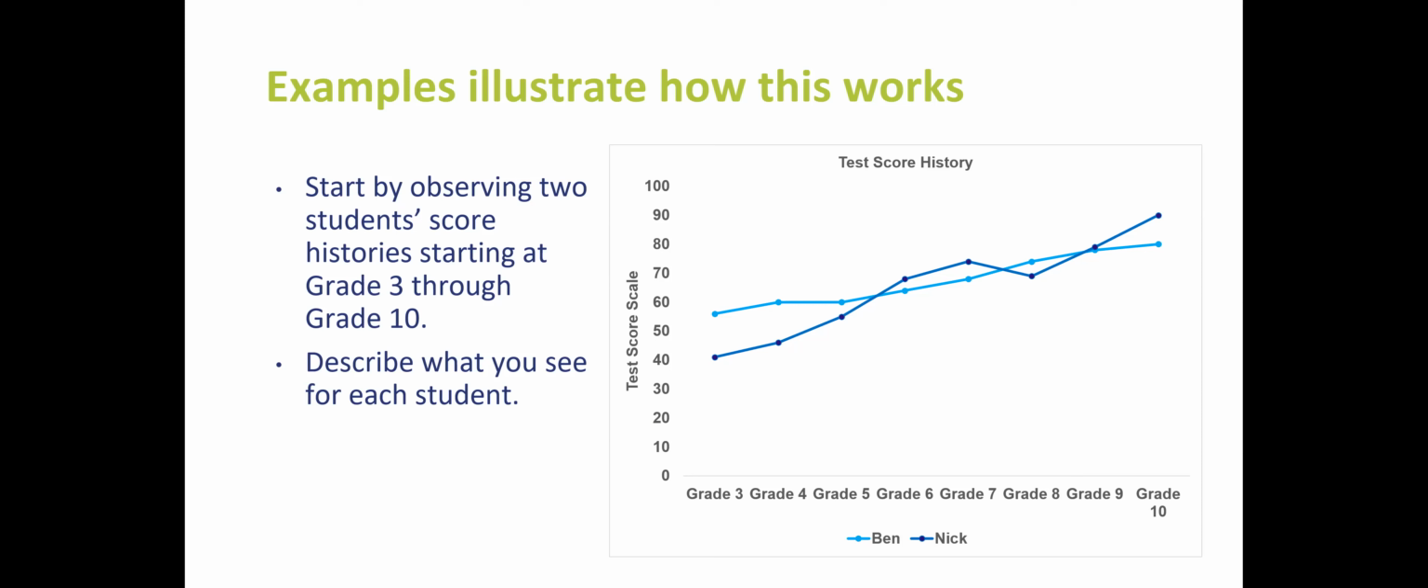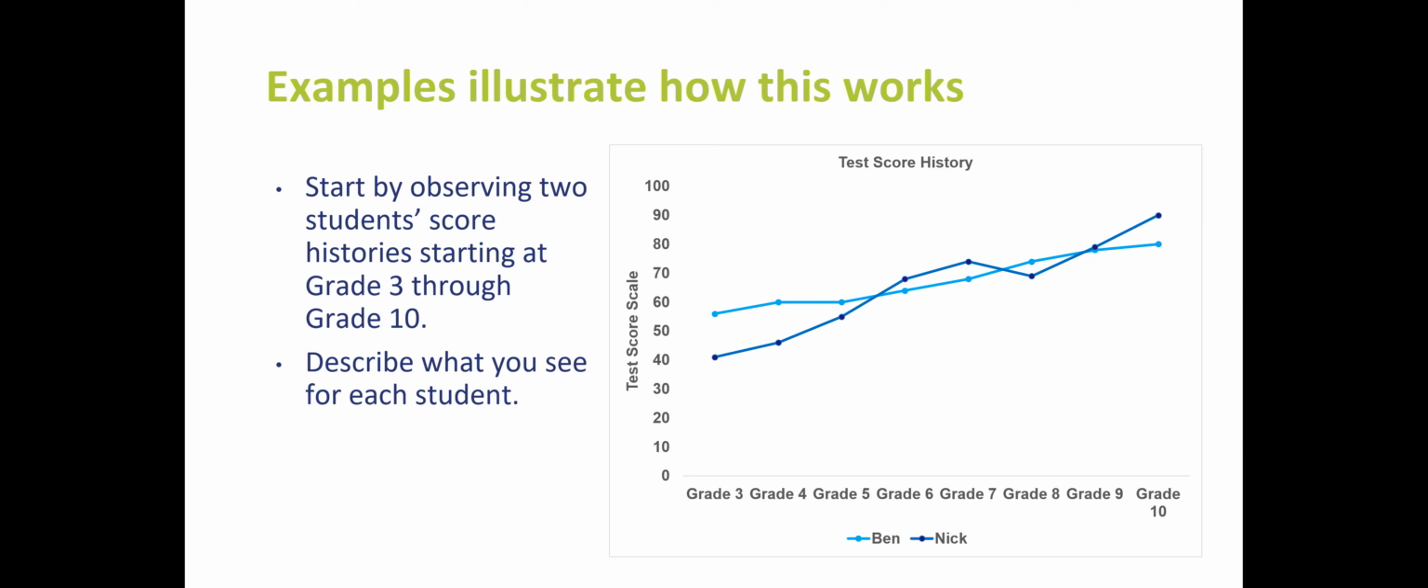You will see two students. You've got Ben and you've got Nick. Let's start through description and observation. We're going to do description before we talk about what it means, or analysis. So look at these kids. This is their actual score histories going through from grade 3 to grade 10. Let's just describe what we see.